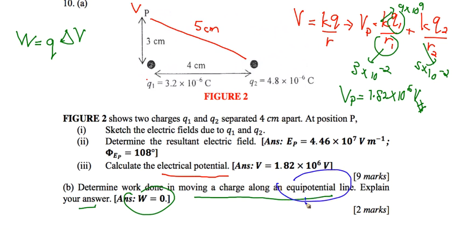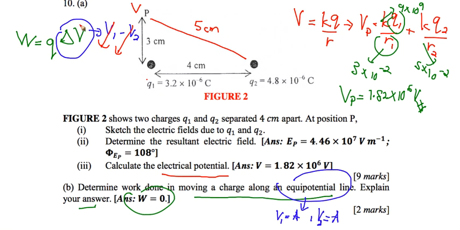equipotential line meaning the V is the same value. Let's say you have V1 equal to A volts, and V2 has the same value of potential A. So the change of the potential, delta V, is V1 minus V2, but the value of V1 is equal to V2, meaning delta V is equal to 0. When it's 0 times Q, that's why the work done is equal to 0.